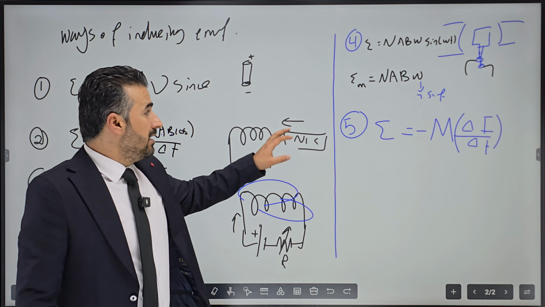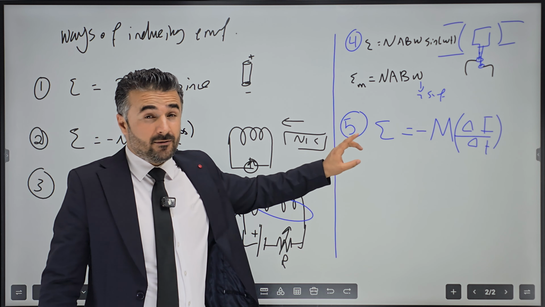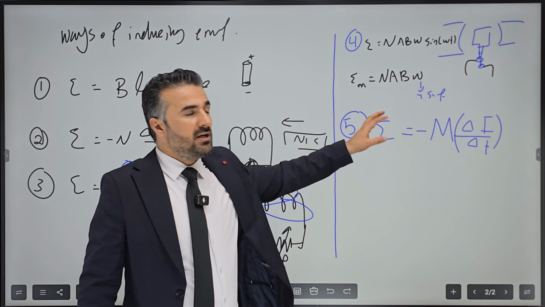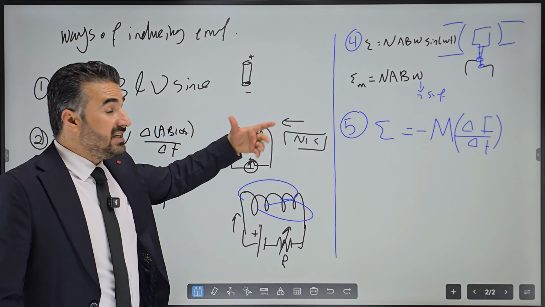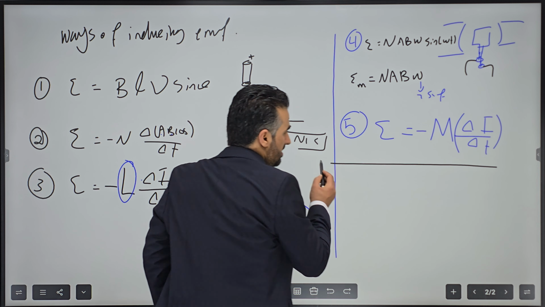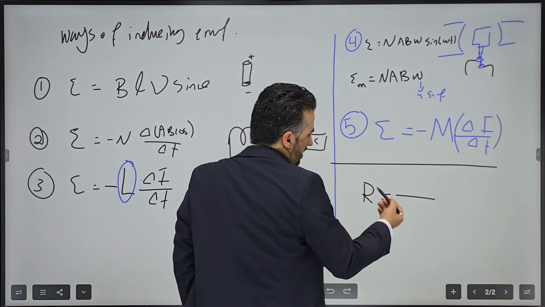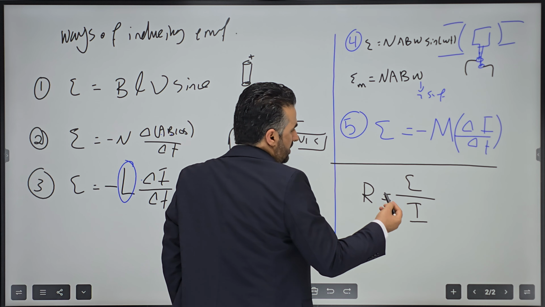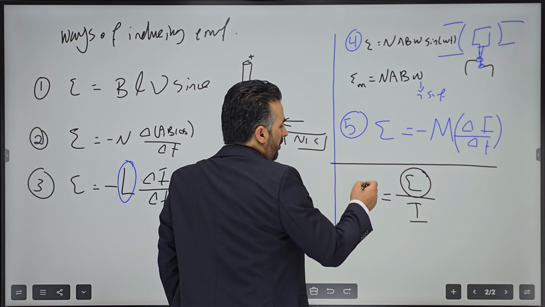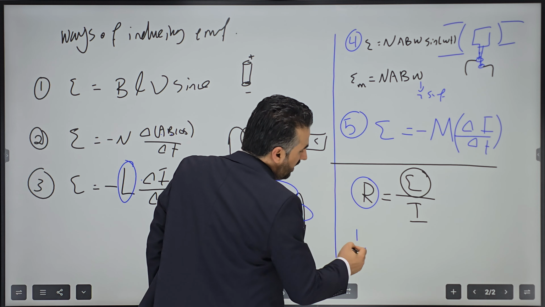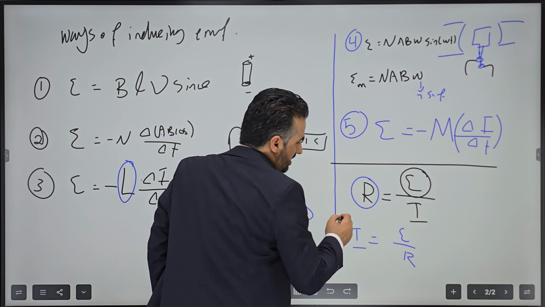These are all the methods, for sections 1 and 2, that we could use to induce EMF. In any case, once you find the EMF, if you are required to find the current and the resistance is given, you can use Ohm's law. For example, once you find the EMF, you can divide it by the resistance and find the current that is induced.